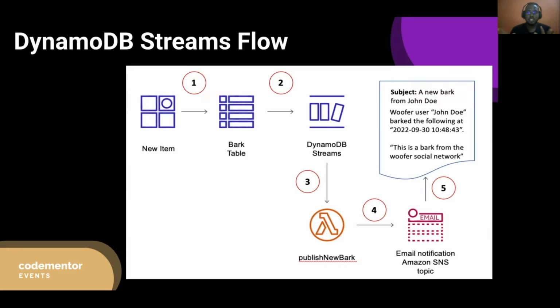I just gave a simple illustration. So a new item is added to a DynamoDB table, which is called a back table in this case. Immediately the item is added, DynamoDB Streams captures the item and pushes it to a trigger. In this case, the trigger is a Lambda function, which is the publish new back Lambda function.